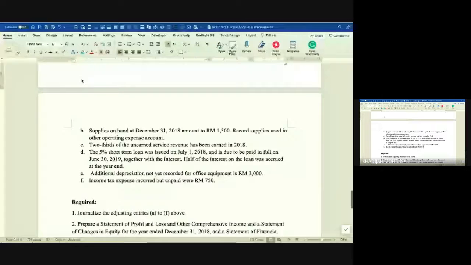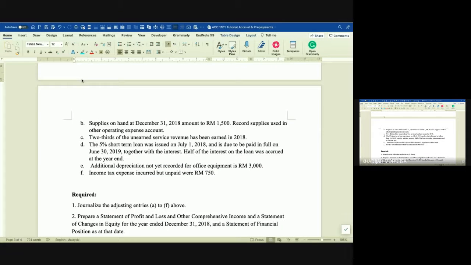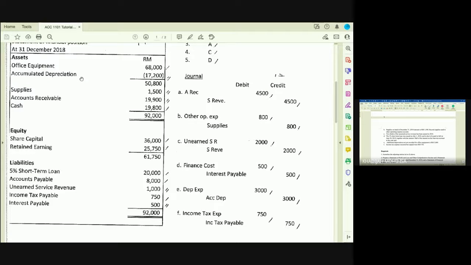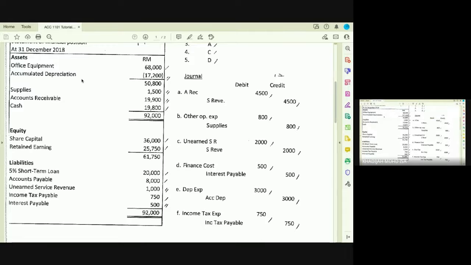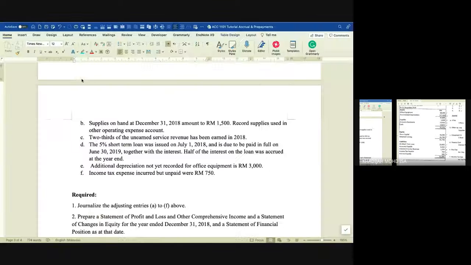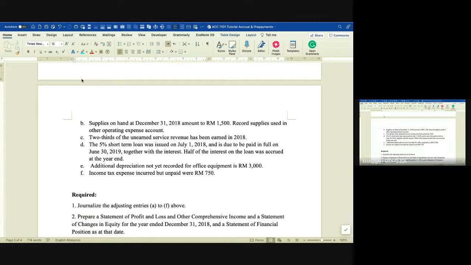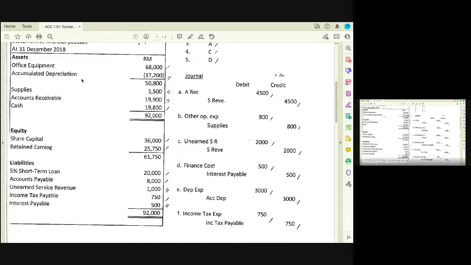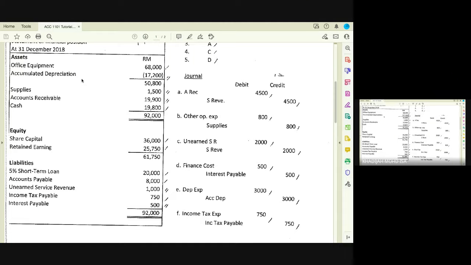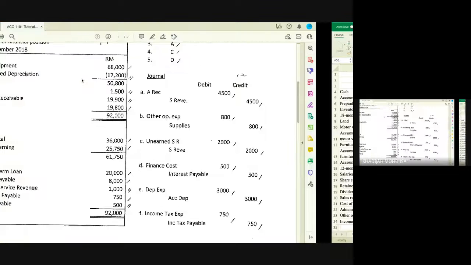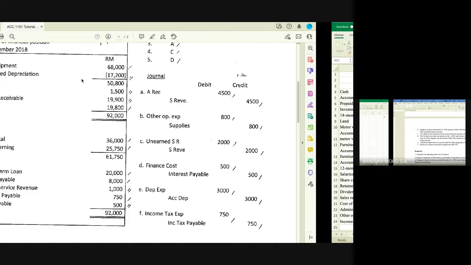And then you have additional depreciation not yet recorded. So you're going to record depreciation for office equipment, 3,000, and credit your accumulated depreciation. This one is very straightforward. And then income tax expense: you have income tax expense incurred but unpaid. So you have income tax expense 750, and then you have income tax payable 750. I'm calling Dr. Fatima for a while just to check on the cost just now.